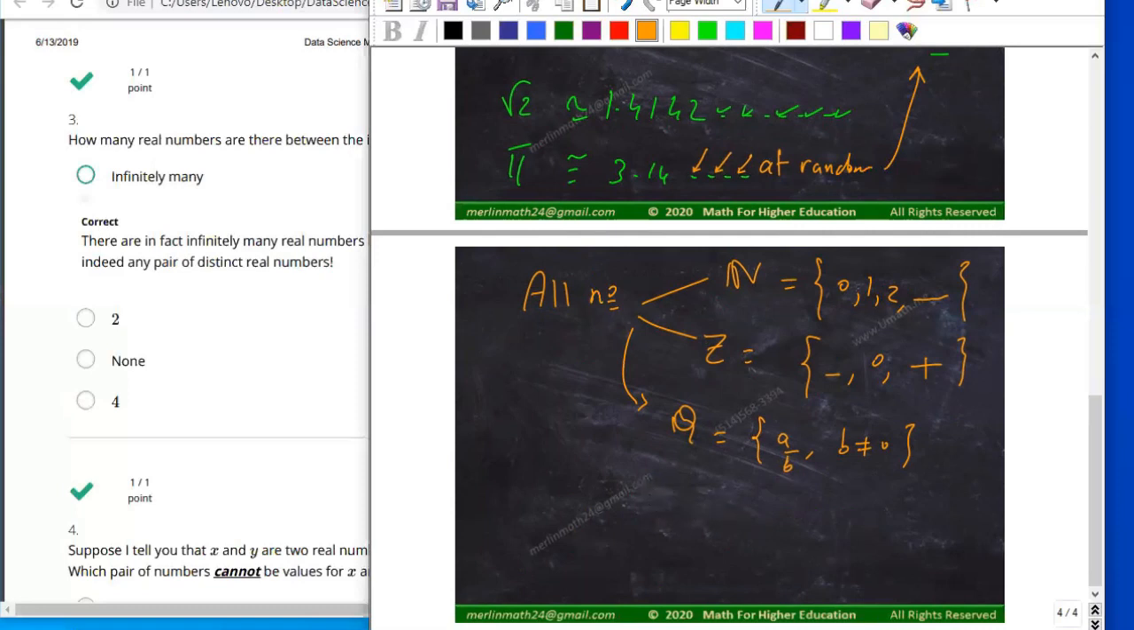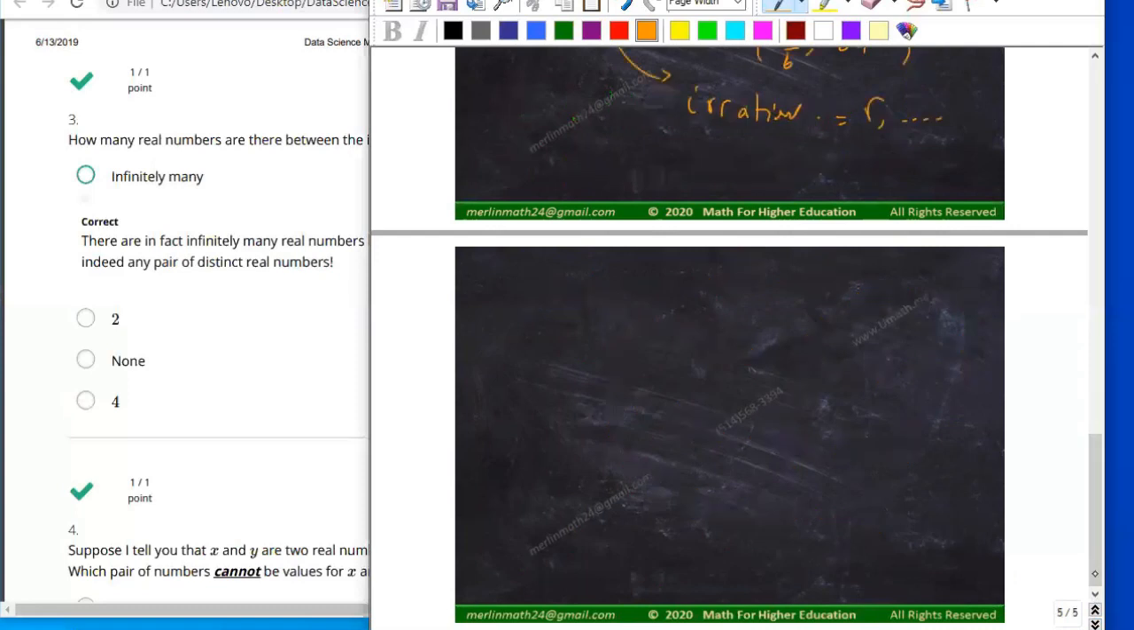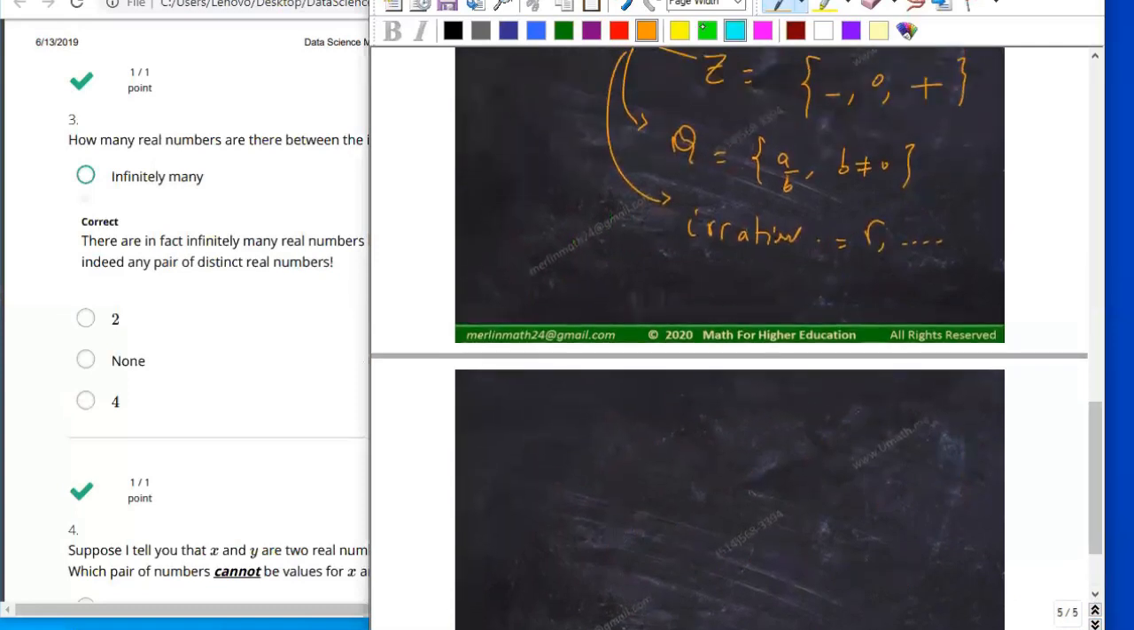Okay? And then we say irrational numbers. Now the irrationals have no set notation usually, so we say irrational numbers. They are composed of radicals and non-repeating decimals. And then all those together would compose the set R, which is the real numbers. So set R is the set of all real numbers.